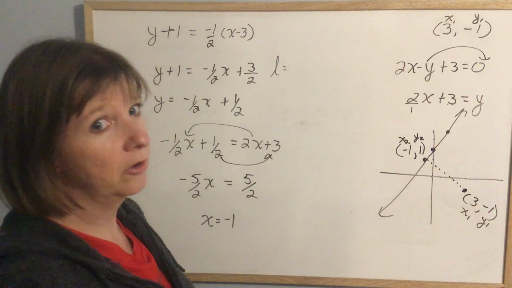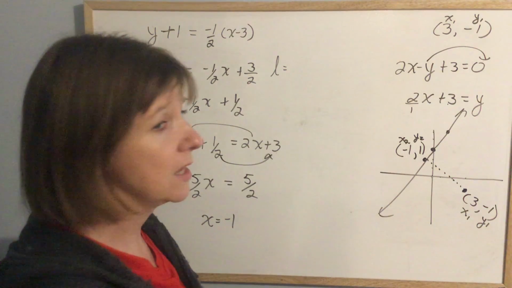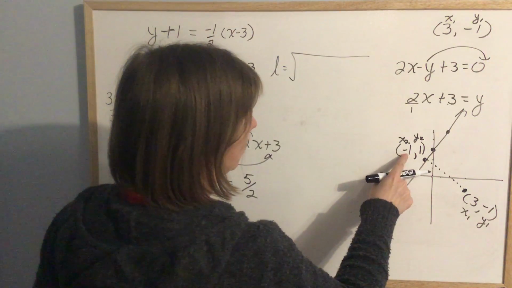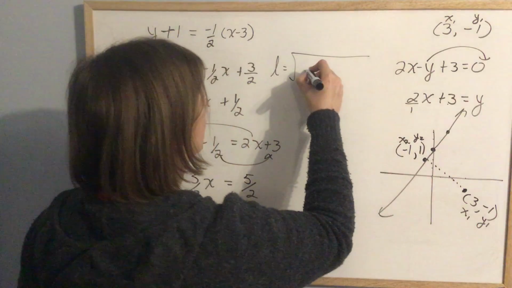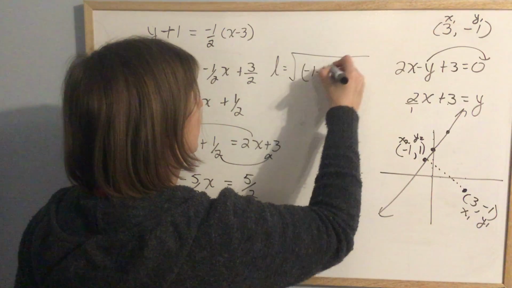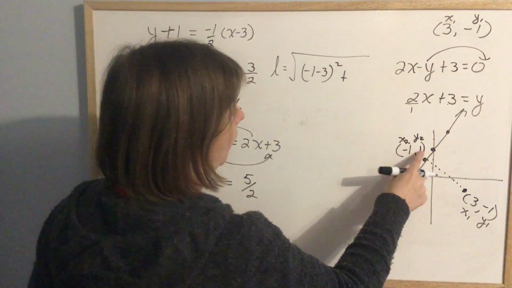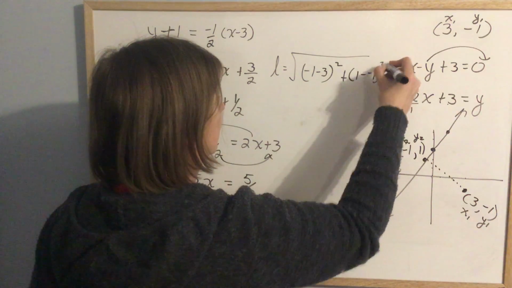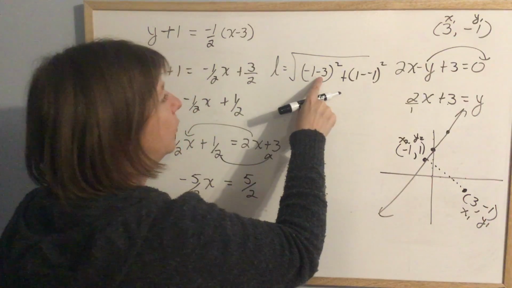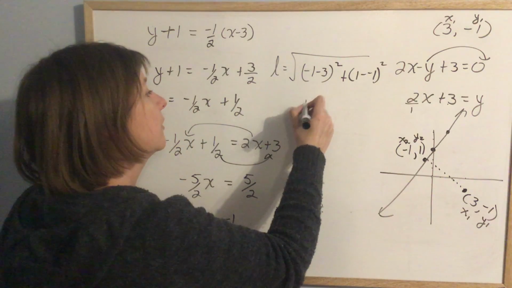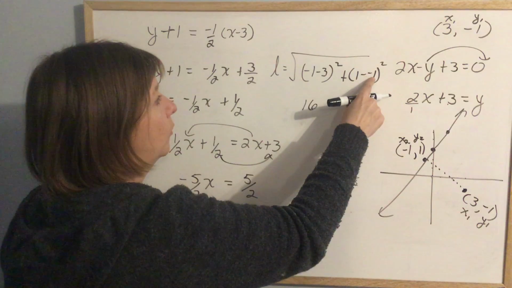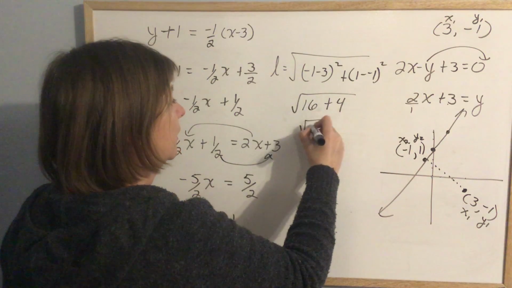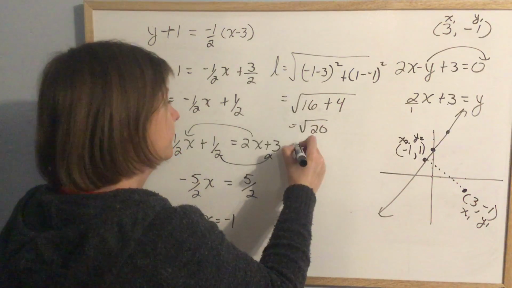Hopefully you're seeing the pattern at this point because it's the same steps every time. So x2 minus x1, negative 1 minus 3, squared, plus y2 minus y1, so 1 minus negative 1, squared. So negative 1 minus 3 is negative 4, squared is 16. 1 plus 1 is 2, squared is 4. So this is really the square root of 20.